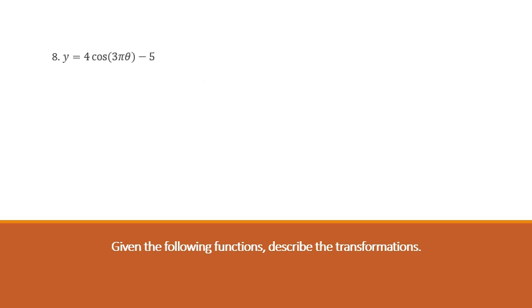So let's look at the next one. y equals 4 cosine 3 pi theta minus 5. All right, we've got a 4 out front, so that means it's stretch 4, or you could also say amplitude is 4. And then the 3 pi is in front of the theta, so that means that we have 3 pi cycles. And then finally, the minus 5 outside the parentheses means down 5. Okay?